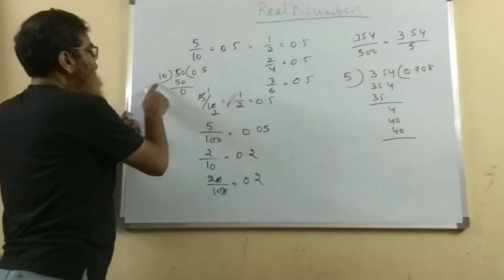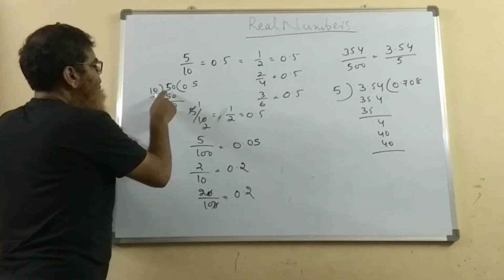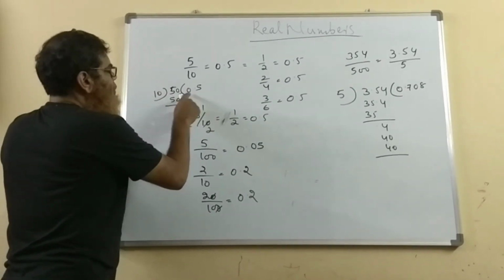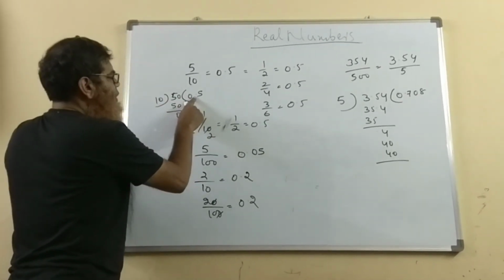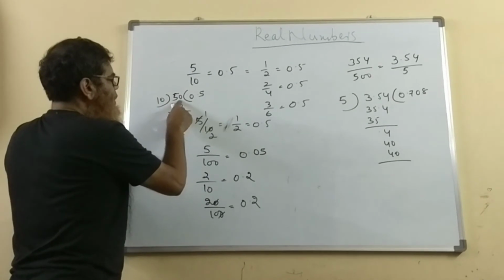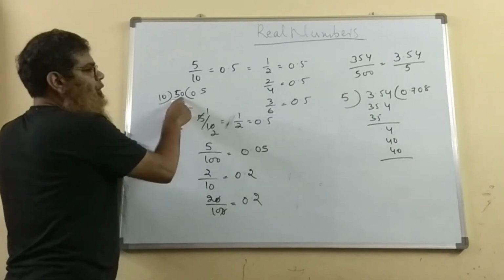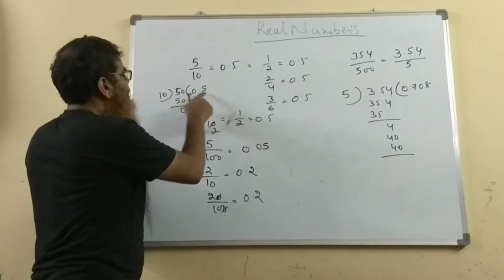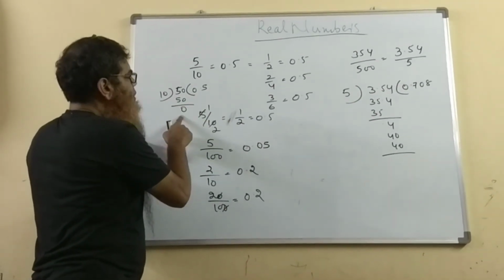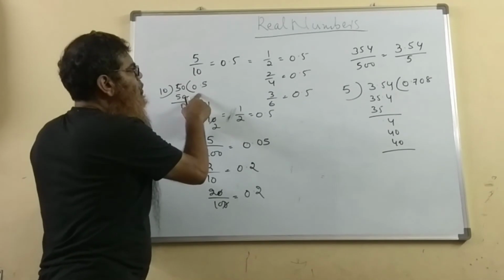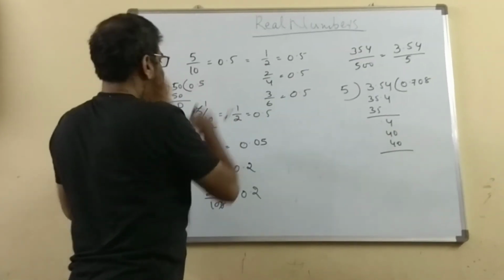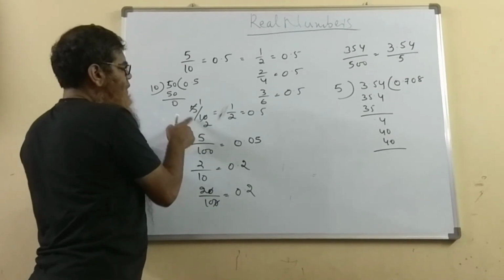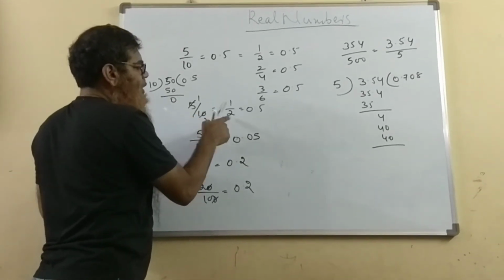5 divided by 10. When we begin dividing 5 by 10, it is smaller than 10. So we take a decimal point here and we take a 0 here. We know how to divide smaller numbers by bigger numbers. Then 10 fives are 50, 0 is the remainder. So the result is 0.5. 5 by 10 is equal to 1 by 2 actually. 5 ones are 5, 5 twos are 10. That is nothing but 1 by 2.